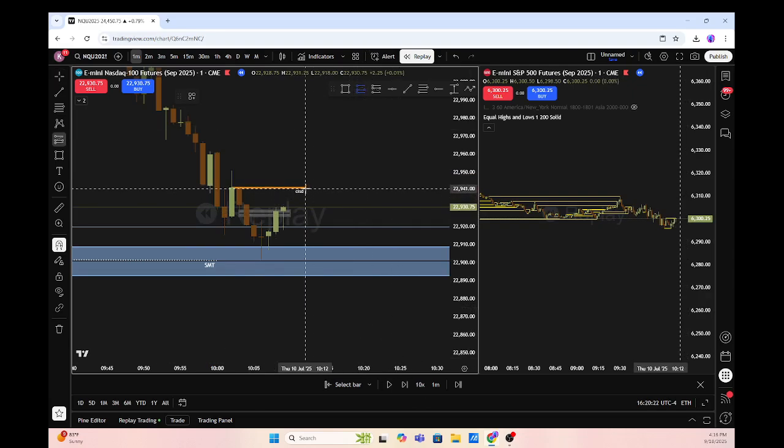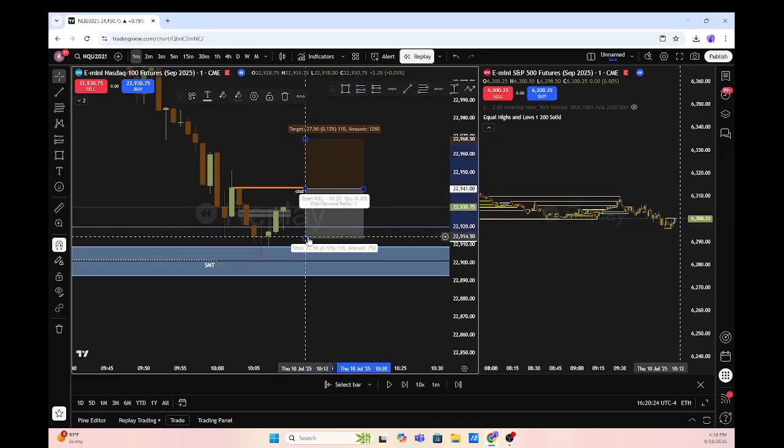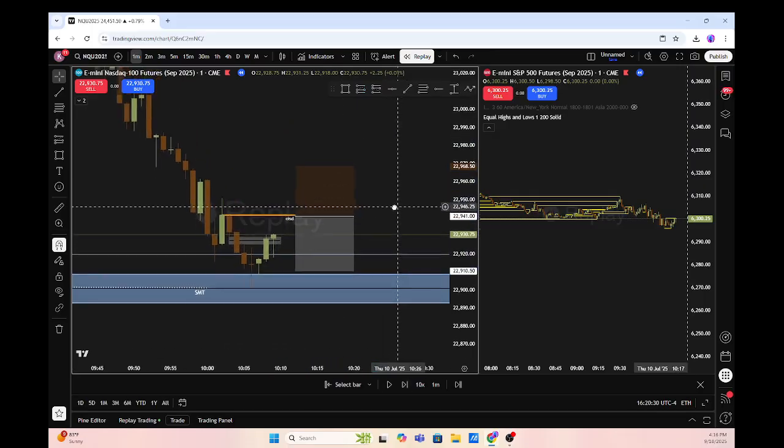And before we get our entry signal, we want to just see what the RR is looking like. So that's 30 right there. Let's play price forward.